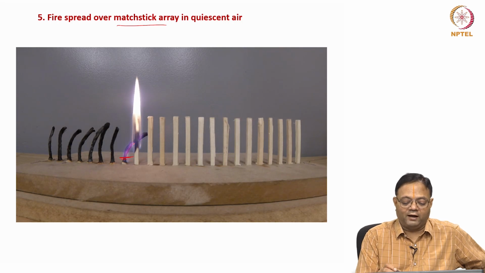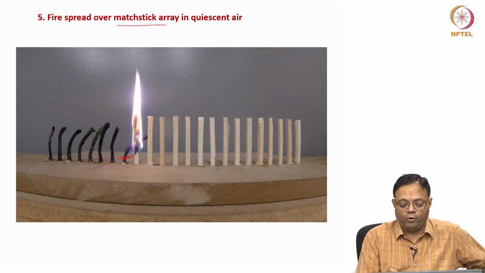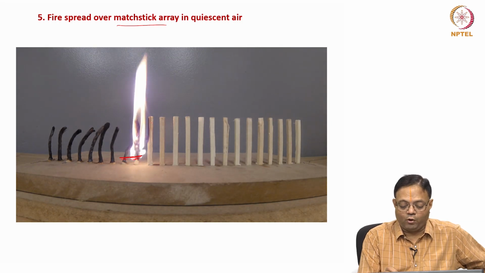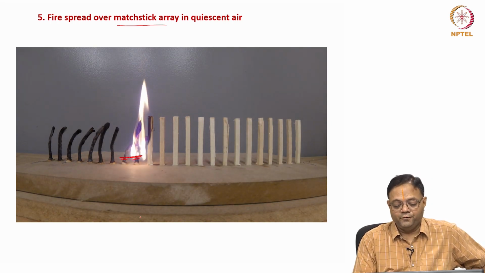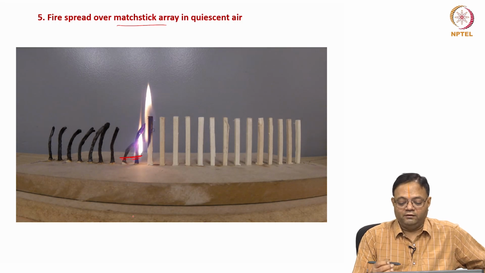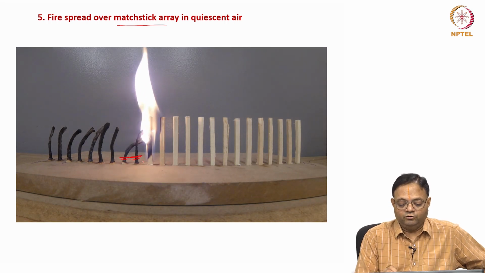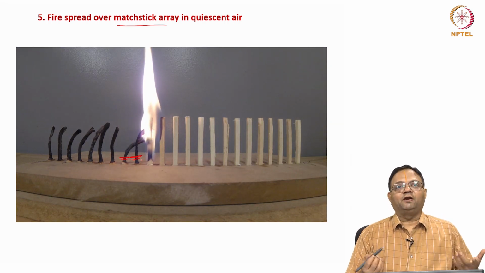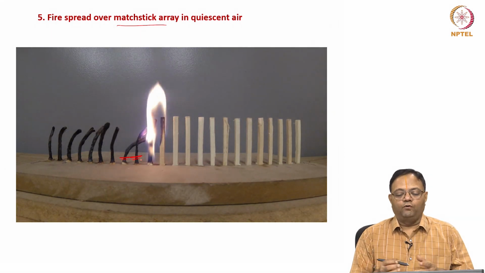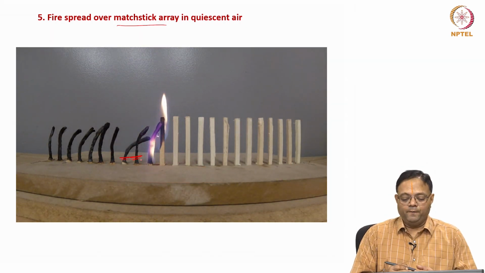So that is now a lag. So initially it was faster, now it is slowing down slowly. So you can see that about this side it has come, now it has just ignited this. So that is increasing time delay between the ignition of the neighboring matchstick. So this is because of several aspects. The entrained flow which is occurring from the sides, okay, etc.